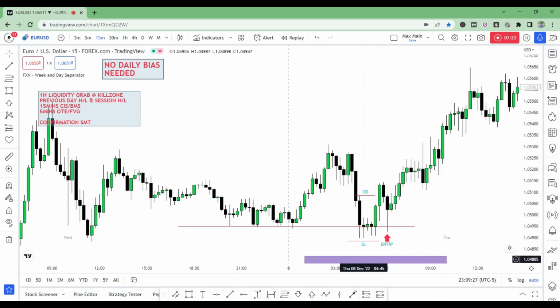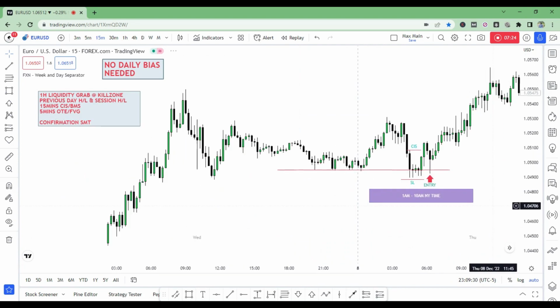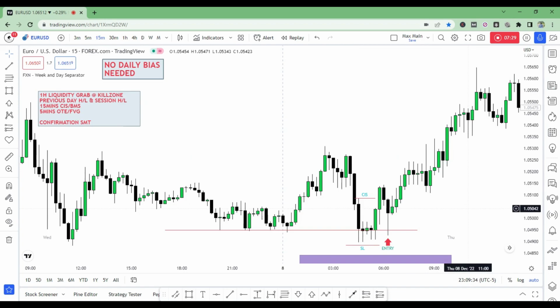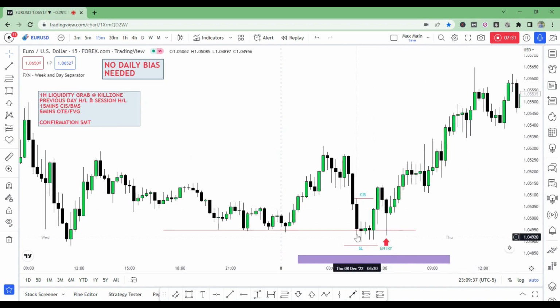Actually, as you can see, I'm within those sessions. So once that liquidity is grabbed, you want to be looking at two things. First of all, I like to look at change in state of delivery first, because change in state is essentially a confirmed order block. You can look at my video where I talk about order blocks. I've left the link in the description. You can check that video out.